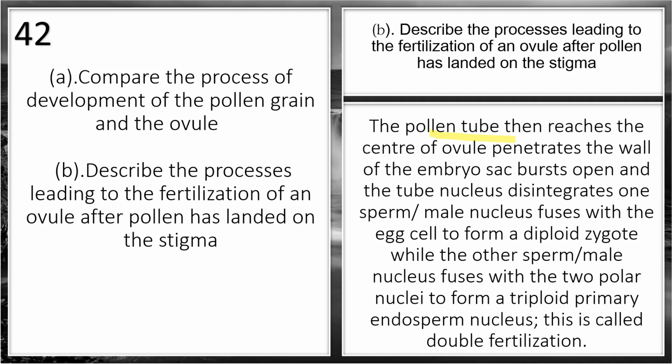Then the pollen tube reaches the center of the ovule, penetrates the wall of the embryo sac, bursts open, and the tube nucleus disintegrates. One male nucleus fuses with the egg cell to form a diploid zygote, while another sperm, the male nucleus, fuses with the two polar nuclei to form a triploid primary endosperm nucleus. This is called double fertilization.